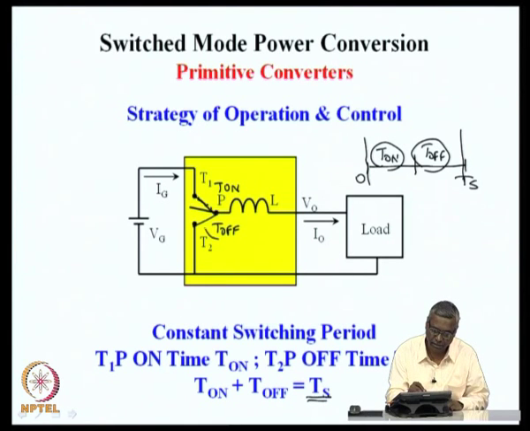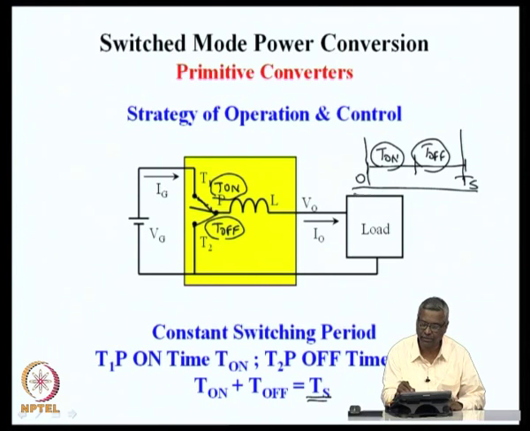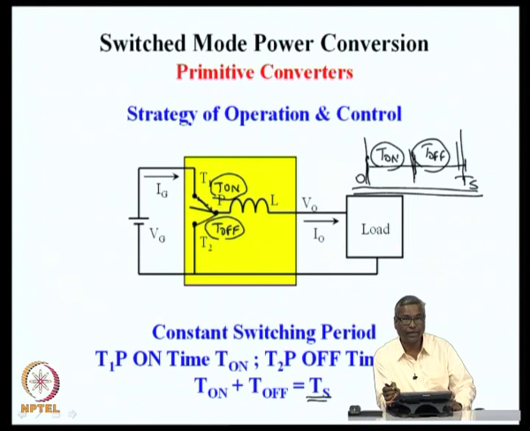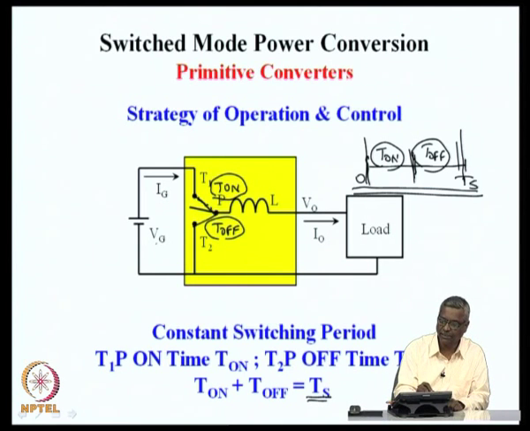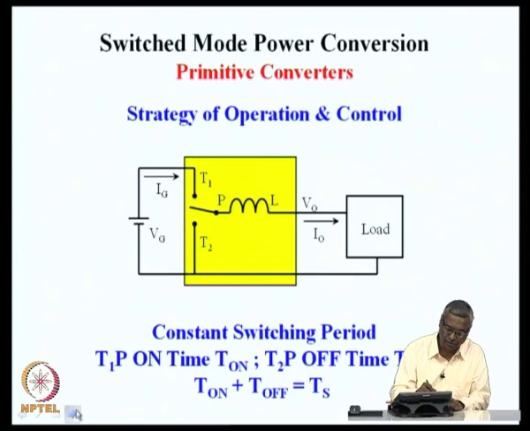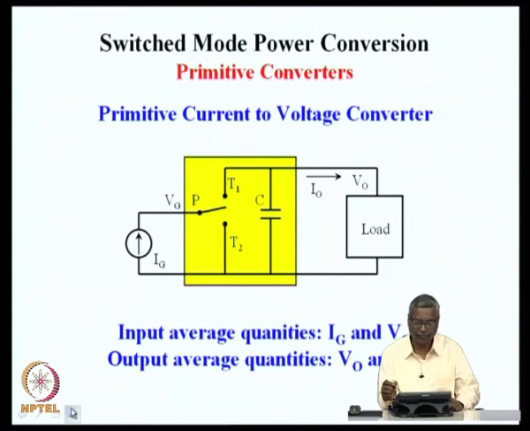The switch has two positions, and in one switching period of Ts, 0 to Ts, the switch is on for a duration of T on connected between P and T1, and it is off for a duration of T off where the switch is connected between P and T2. This is the operation of the switch, and on account of that, this converter will transfer energy from Vg to the load at V0, and let us look at some of the operating conditions and operating performance in this.